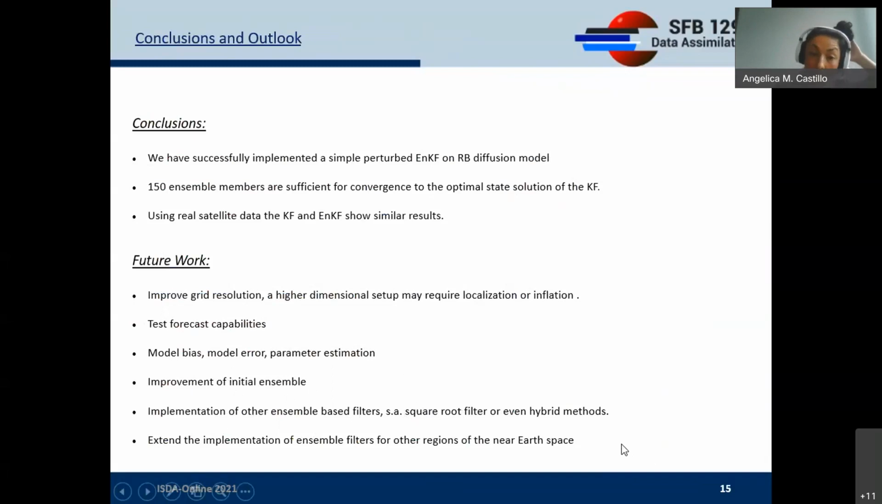And also these ensemble techniques are very suitable to be applied in other regions of space.